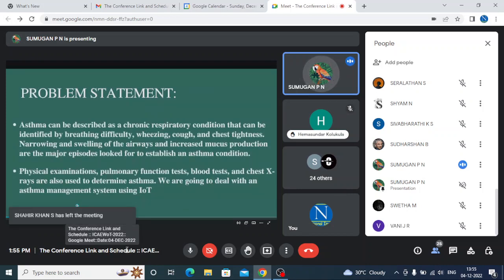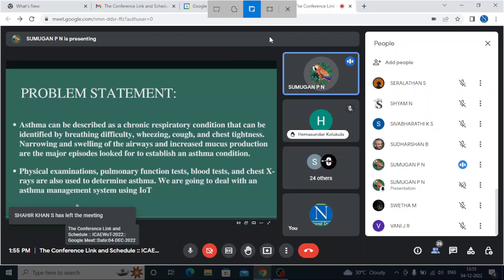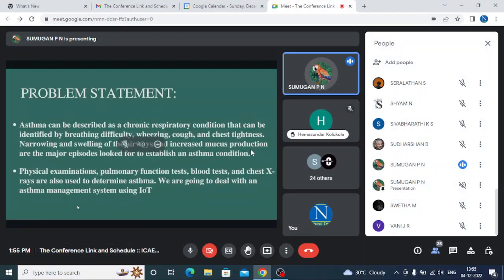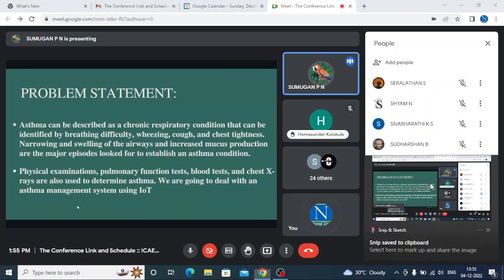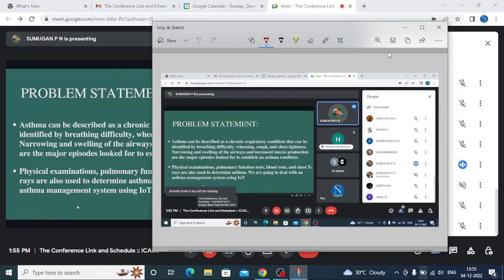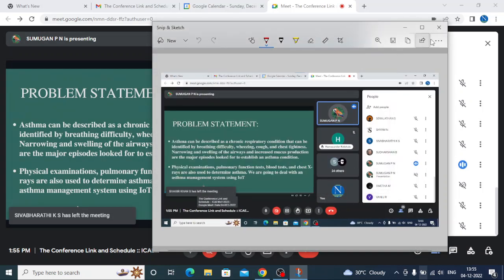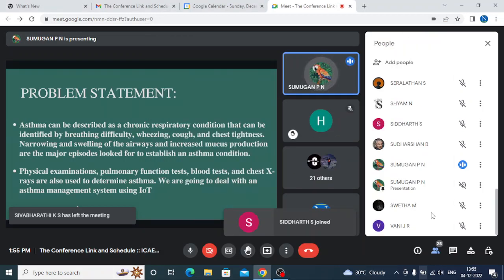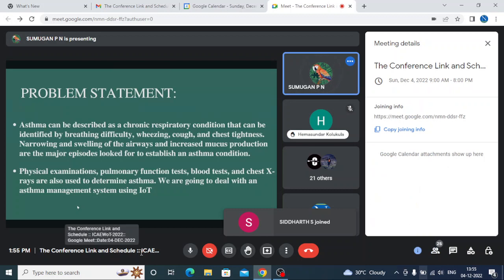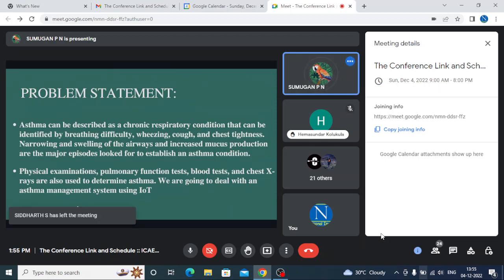The problem statement that we have chosen is asthma. Asthma can be described as a chronic respiratory condition identified by breathing difficulty, wheezing, cough, and chest tightness. Narrowing and swelling of the airways and increased mucus production are the major episodes used to establish an asthma condition. Physical examinations, pulmonary function tests, blood tests, and chest x-rays are also used to determine asthma. We are going to deal with an asthma management system using IoT.